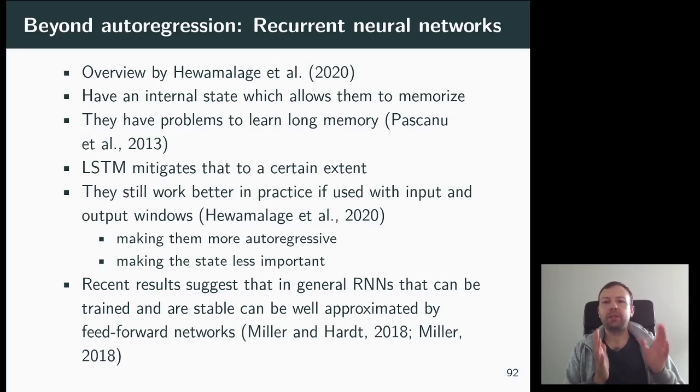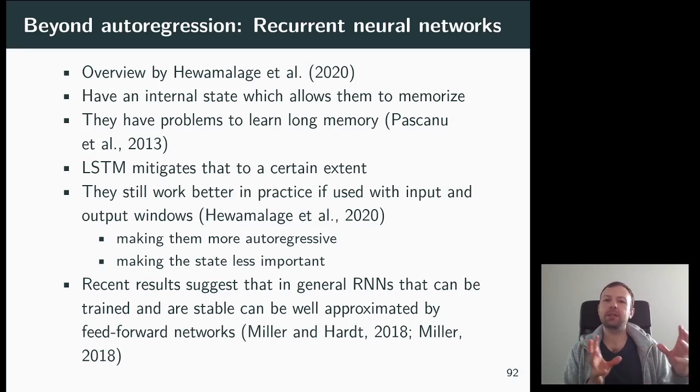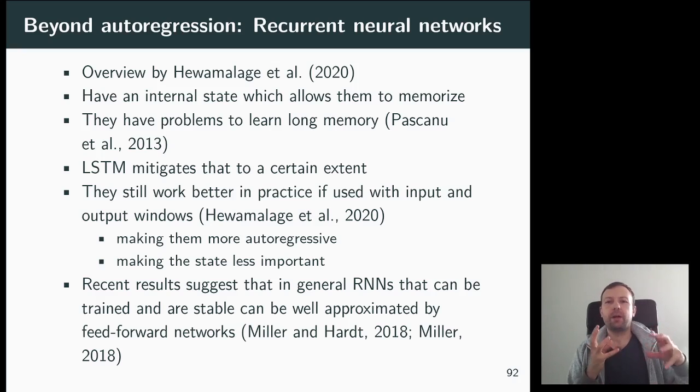By using that input and output window, you are essentially making them more autoregressive. So it's basically more like a feed-forward network that just has a state as well. That has the advantage that the state doesn't need to remember everything. The state is less important, and we found that tends to work better. And also recent research suggests that in general, recurrent neural networks that can be trained and are stable can then be well approximated by feed-forward networks, right?